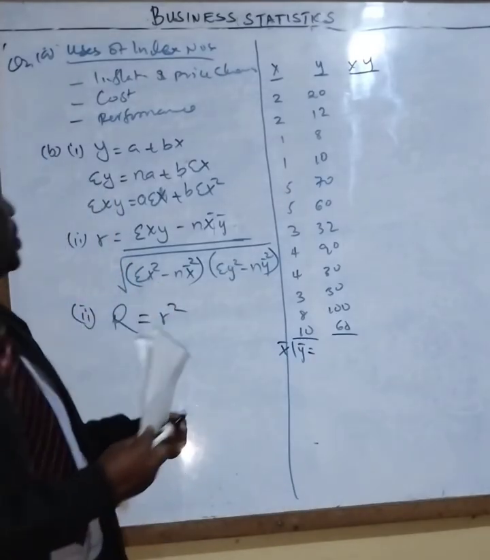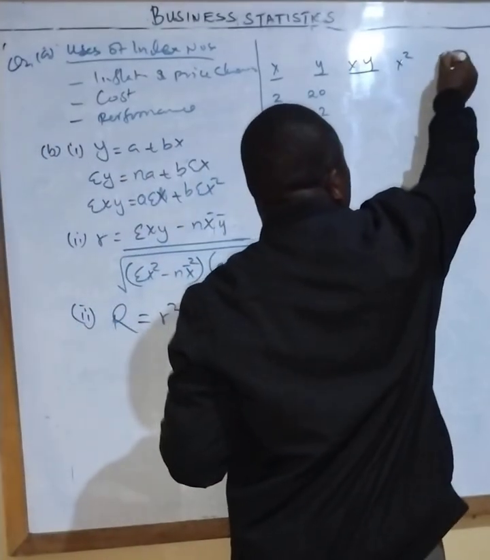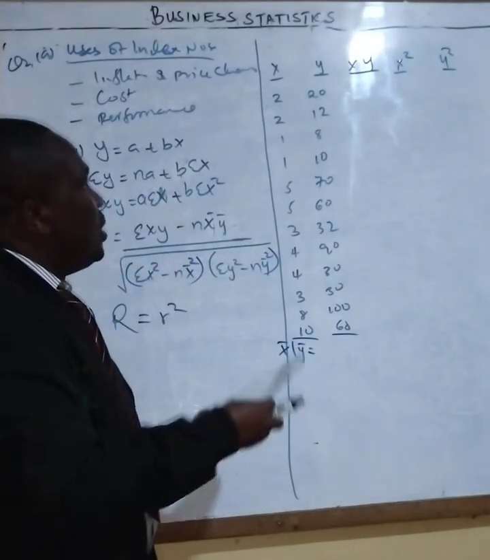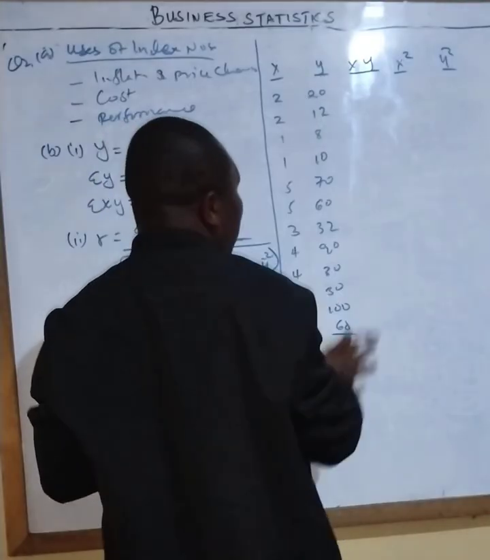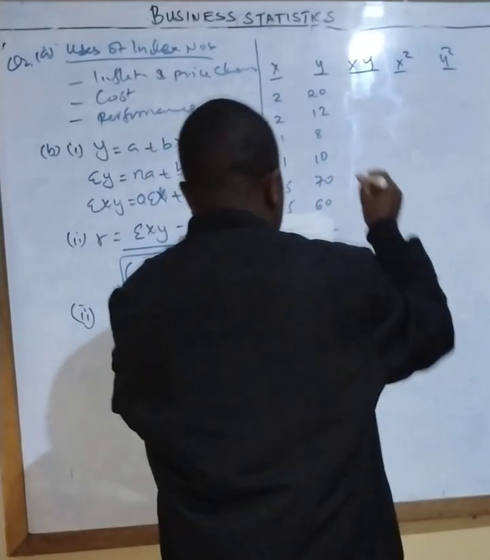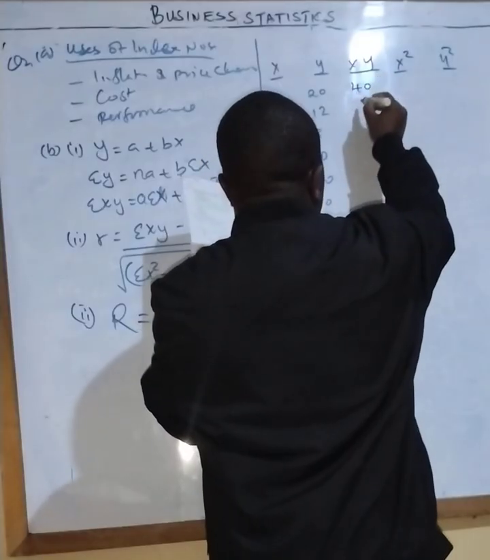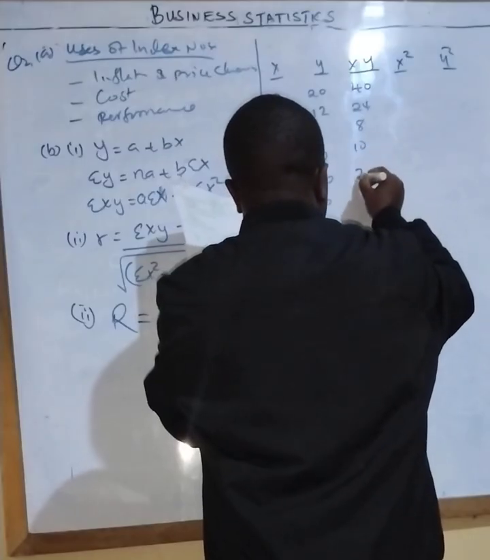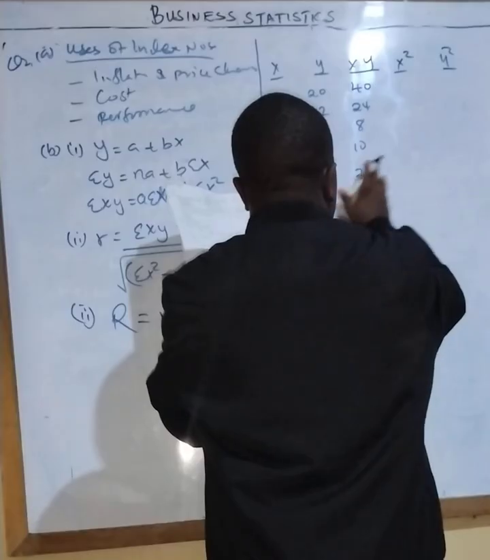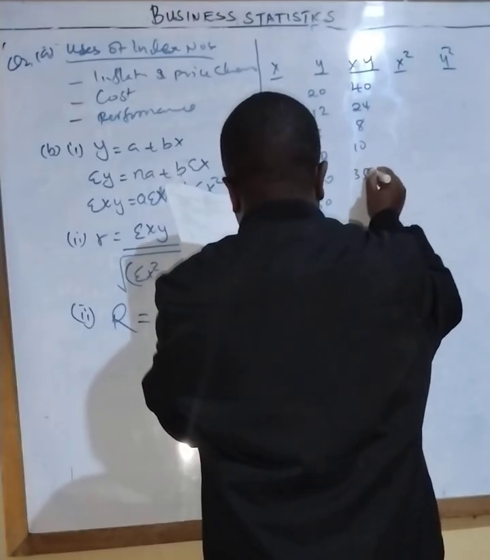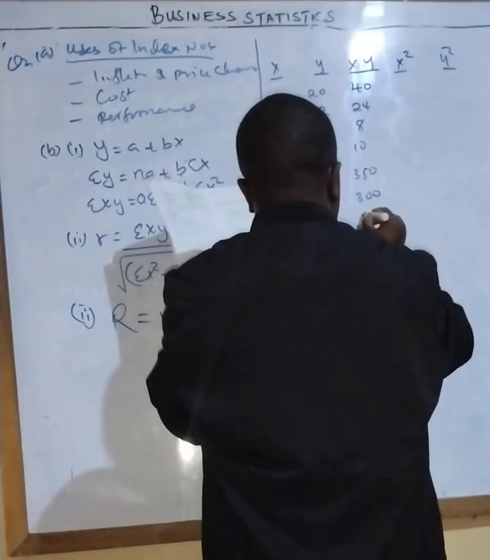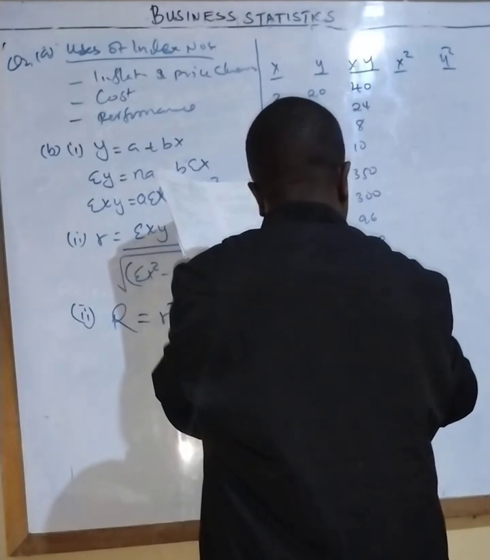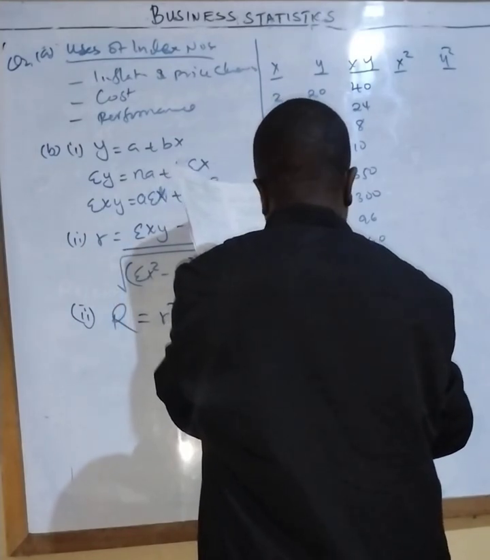Then I need X square, which means I need to add X square and Y square. Once you have done that, yours is very easy now. Now let's see, it is X times Y, which is these numbers here. Class, if you work this out, it will give you 40, 24, 8, 10, 70, 370, sorry, 350, 300, 96, 360, 120, 90, 800, 600.